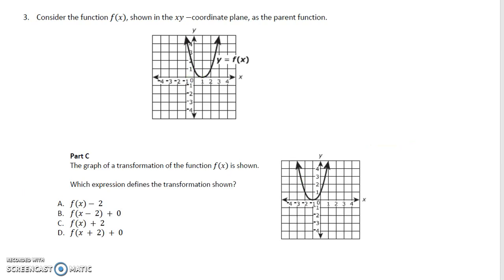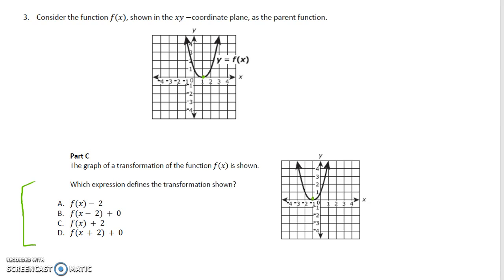All right, and the last transformation that we're going to look at is, well, what is happening now? So now here's the vertex of our parent function. Now here's the vertex of our new function. So what transformation has occurred? Go ahead and take a look at these expressions.